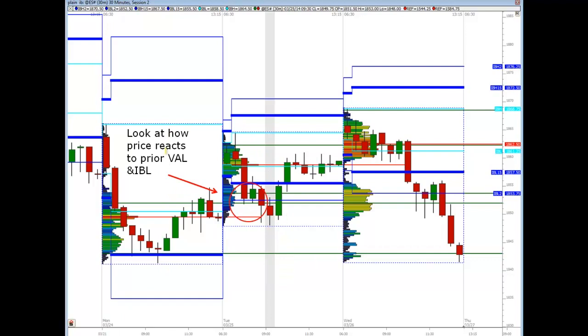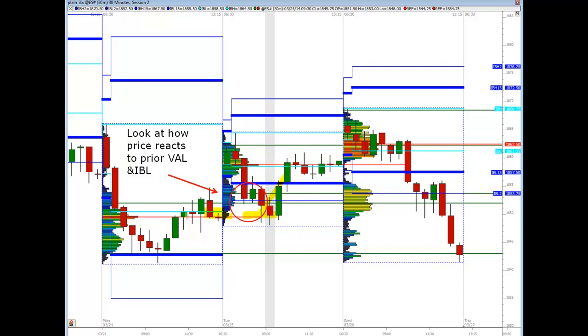If you look at how price reacts to prior value area lows and initial balance lows, this will help you in determining whether the trade you are about to take is a good one or not. So in this case, when we drop down here, we find that we have an initial balance low in tandem with a volume point of control. And look at how price reacted to that. It immediately found support. That's an important level. The two levels together begin to reinforce one another, and then we see a bounce off of that level, and prices tend to move a little bit higher.